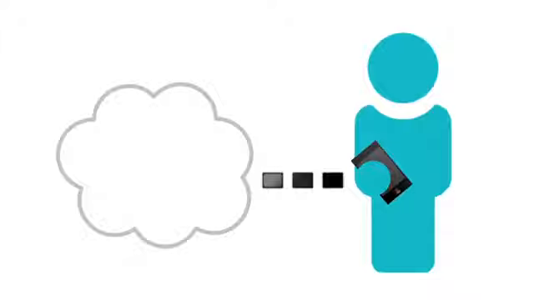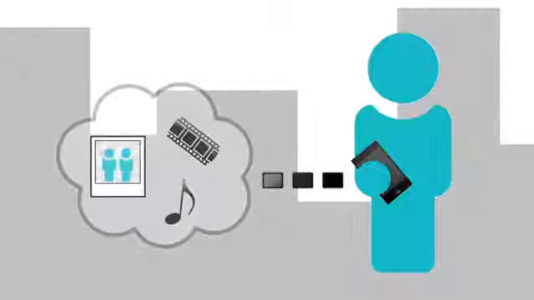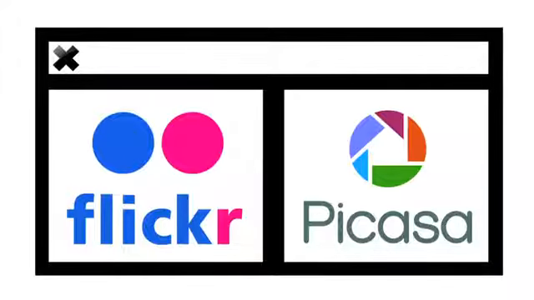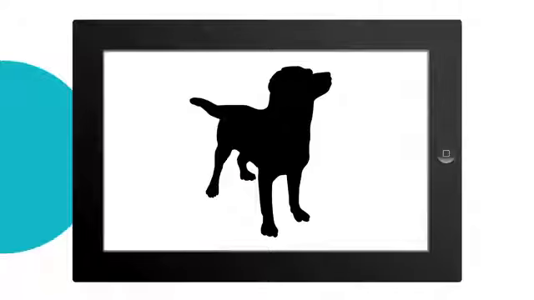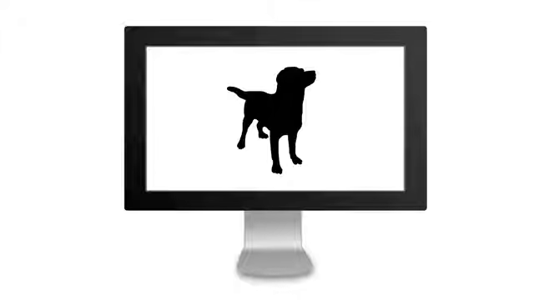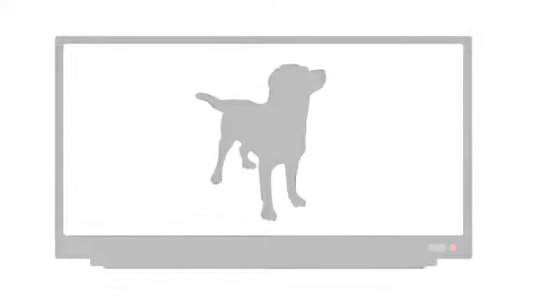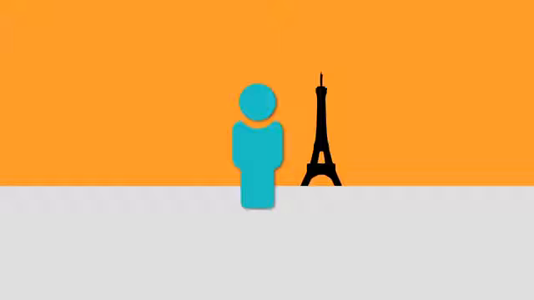Since you only need a connected device to access the cloud, you can take your music, photos, and videos with you wherever you go. For instance, if you take a photo on your smartphone and upload it to a cloud-based photo storage service like Flickr or Picasa, you can access that photo on any of your other devices, on your computer, or even on your TV. You can share your vacation photos with friends and family while you're still on vacation.